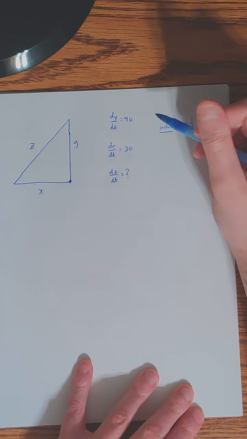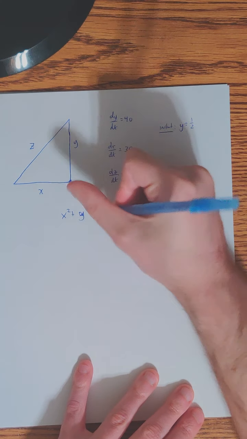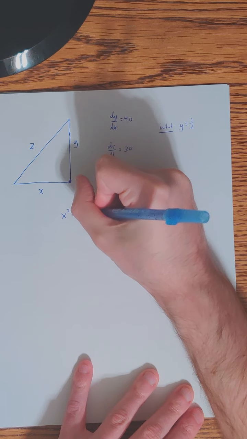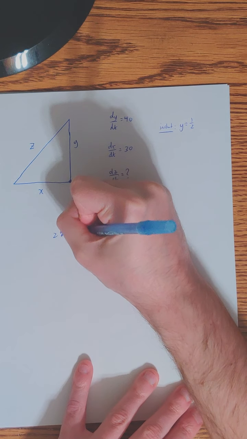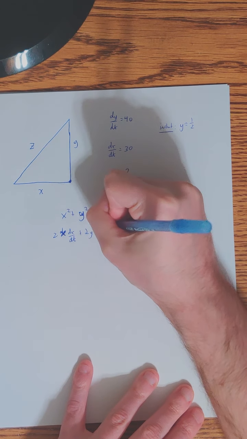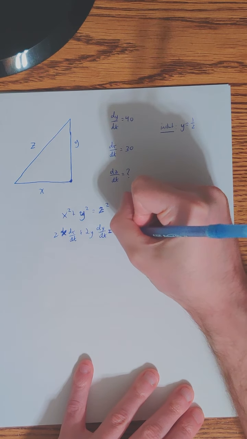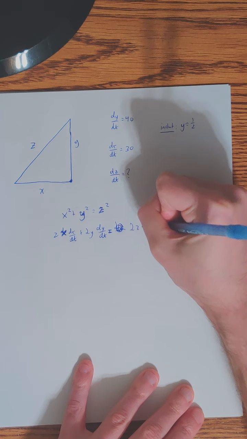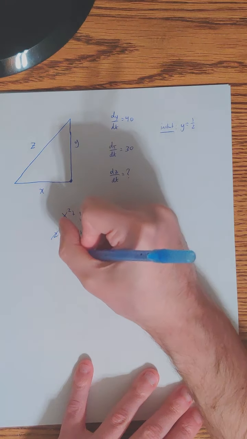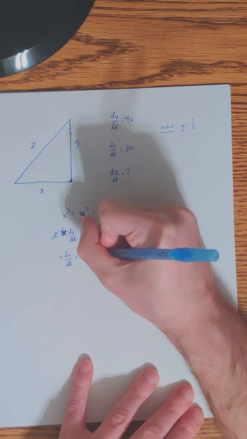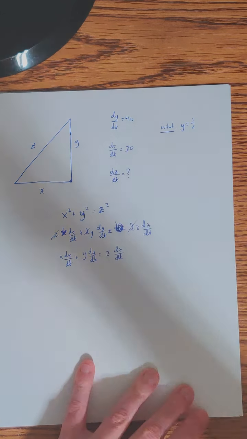So here we go. I need a relationship between x, y, and z. We have it, the good old Pythagorean theorem, or some people call it the Gogu theorem. You can look up who Gogu is. If we differentiate with respect to time, this is 2x times dx dt plus 2y times dy dt equals 2z times dz dt. Sorry about that. And to make life easier, I will divide this entire equation by 2 and just get x dx dt plus y dy dt equals z dz dt.